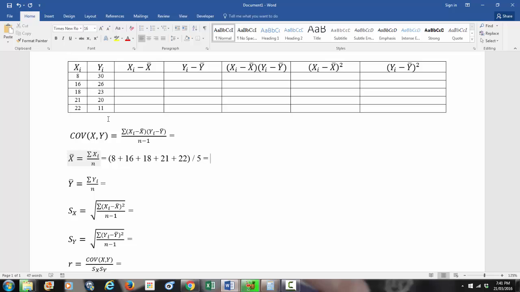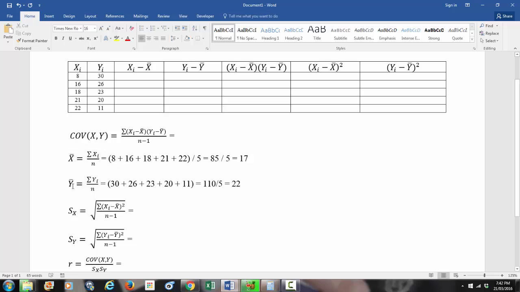So that's equal to 85 divided by 5, which is equal to 17. I believe that's correct. And then similarly for calculating the sample average for y, this becomes 30 plus 26 plus 23 plus 20 plus 11. So that's 30 and 26 is 56. 56, 79, 99, so that's 110 divided by 5, which is equal to 22.